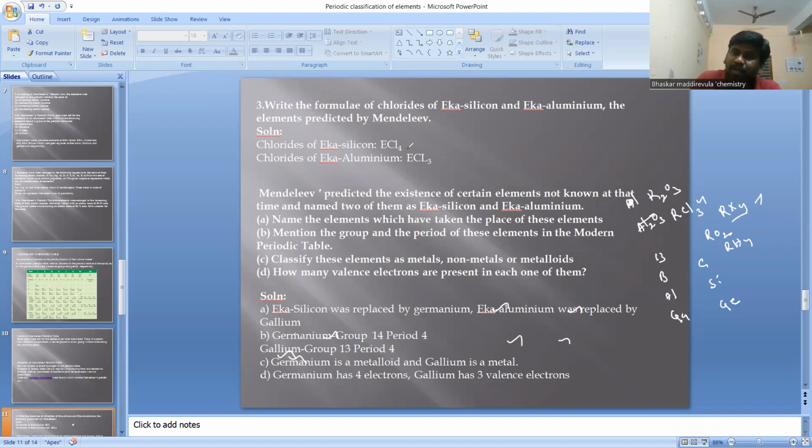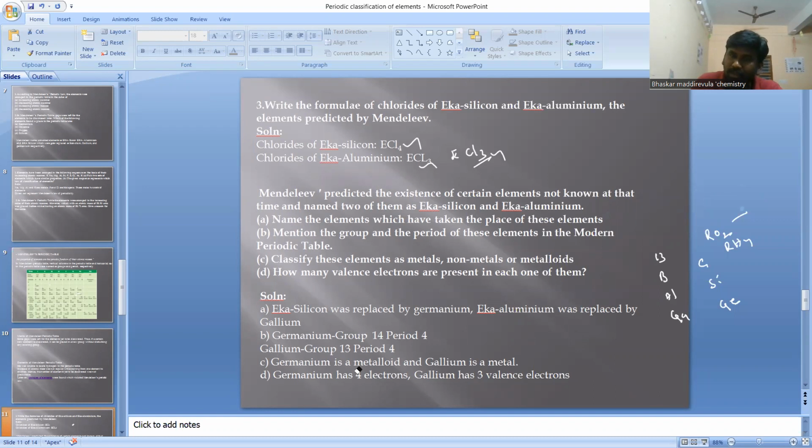It became an ECl4 chloride. Eka aluminum later on became gallium, so it will form ECl3 type halides. Halides, remember this. This is the way they will ask questions from here, so just remember the way they are asking the questions. Next, you will see the next question here.